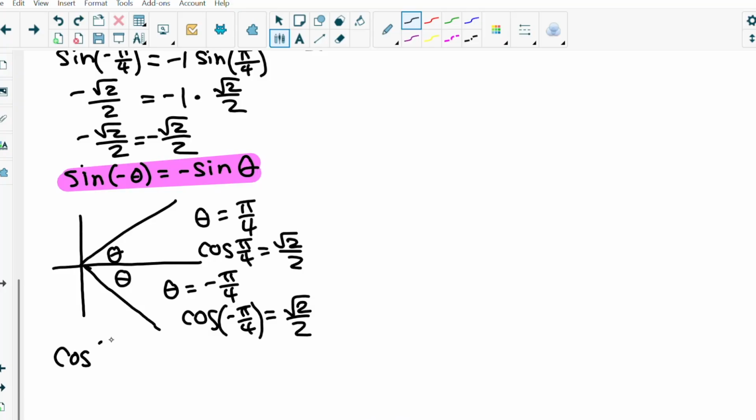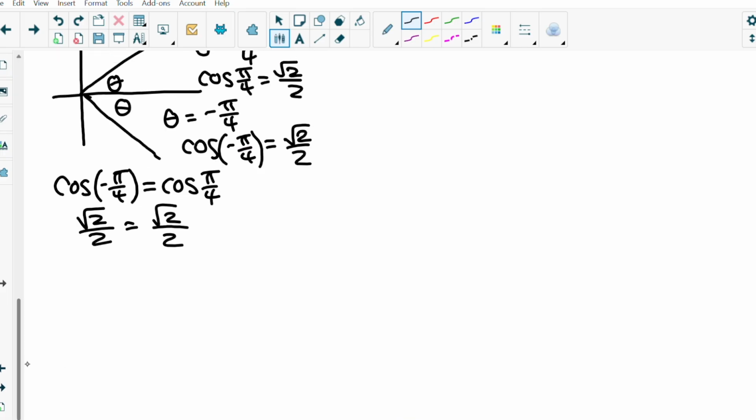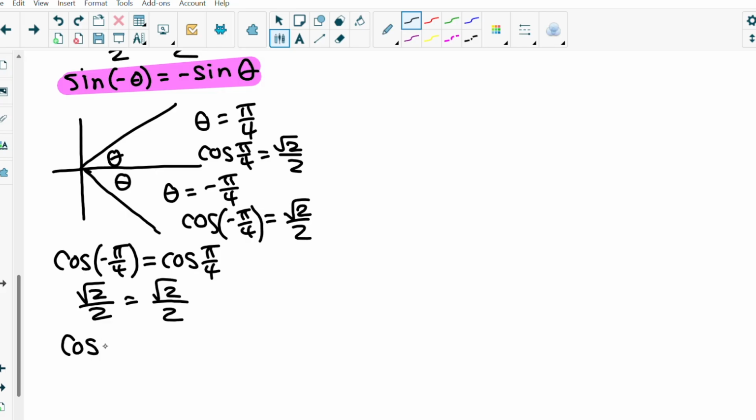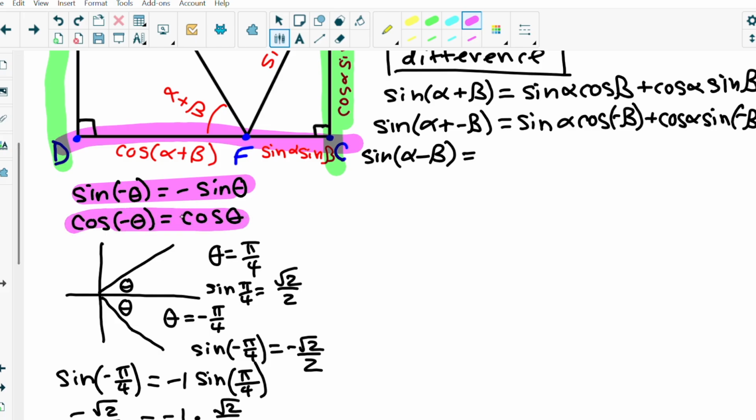So what does that tell me? Cosine of negative pi over 4 equals cosine of pi over 4. Well, we know that because square root of 2 over 2 equals square root of 2 over 2. So therefore, in general terms, cosine of negative theta equals cosine of theta. Okay? And that's our second one.